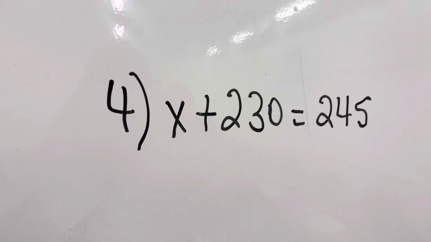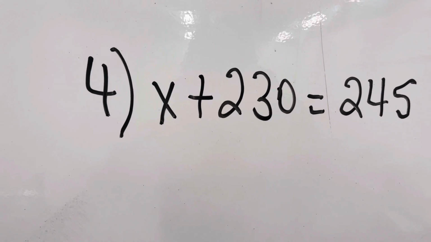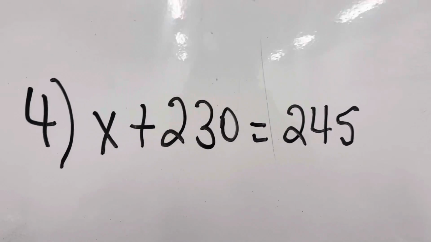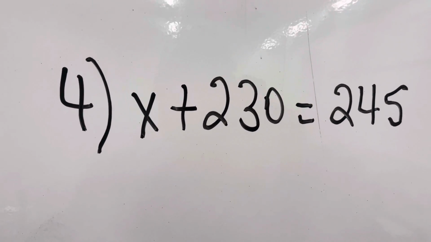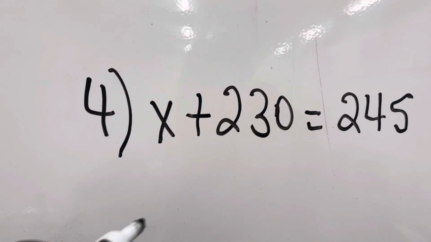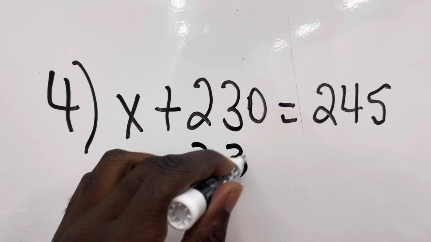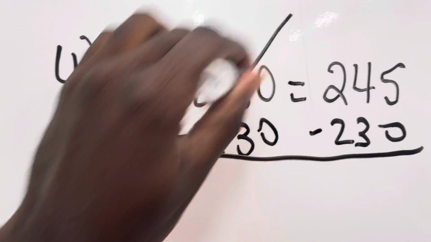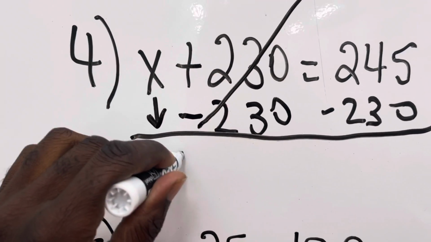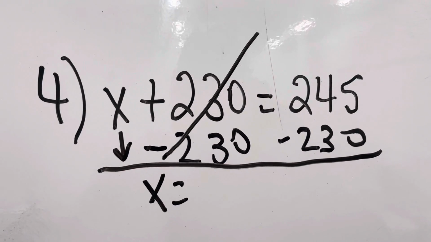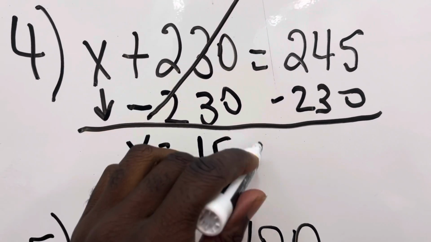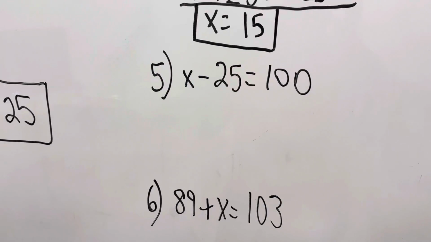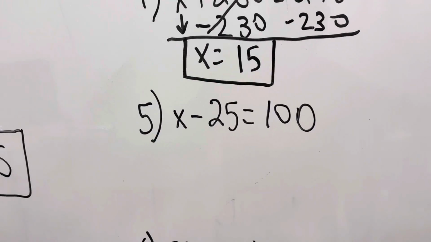Now let's move to number 4. x plus 230 equals 245. So tell me, what do we do here? Objective, we want to get x to itself. So we subtract 230 from both sides. So this cancels. x comes down. x equals 245 minus 230, 15. Good, we're knocking it out. We're on good terms right now. We're doing a great job, everybody. Now let's do number 5.